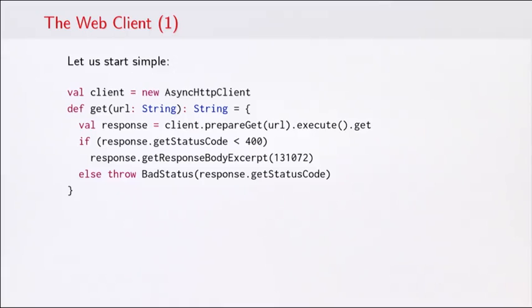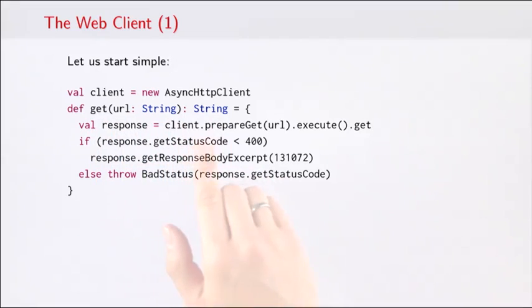Let us start with the most simple example, which is also given at the top of the documentation for async HTTP client. First, we create an instance of this class and store it away. This client is able to perform multiple requests, and it will cache connections to servers, being quite efficient. The client will be used by the get method. We give a URL as a string, and we expect back the body again as a string.